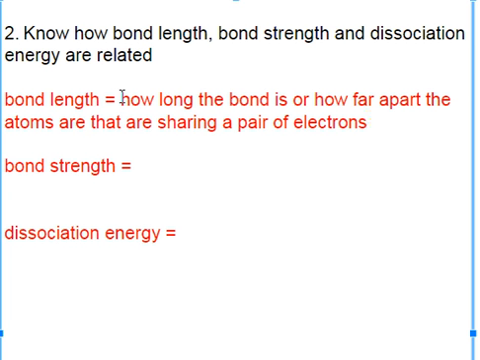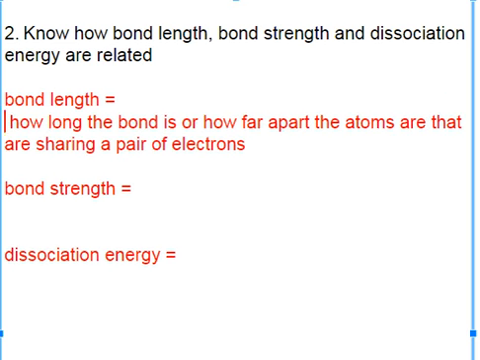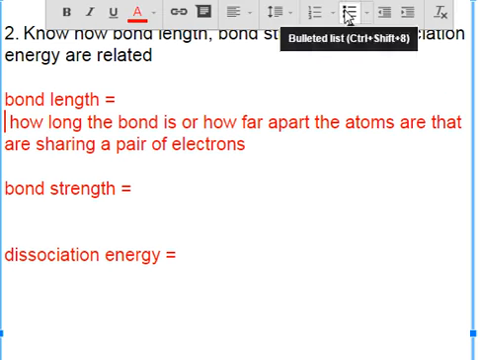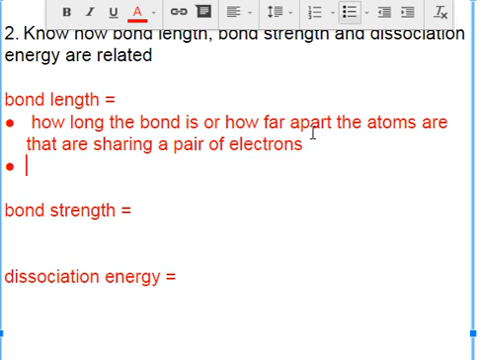Which kind of bond is going to have the most distance between it then? Single, double, or triple? Single. Single bonds can be the furthest apart because they're only sharing 2 electrons, so they only need 1 set of orbitals to overlap. Single bonds are longest.